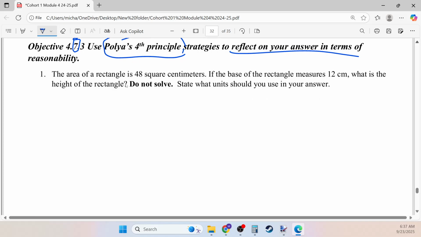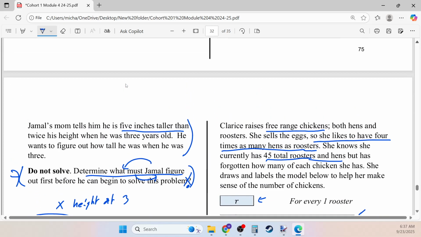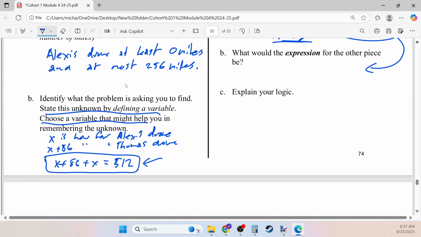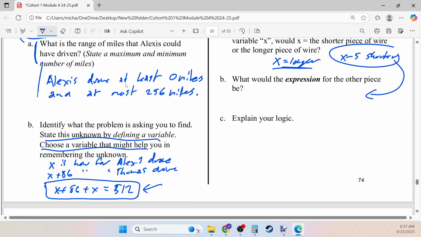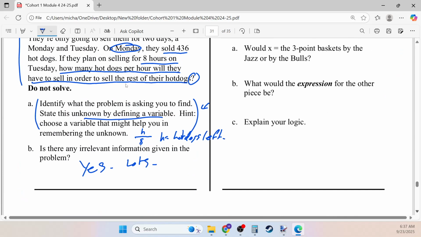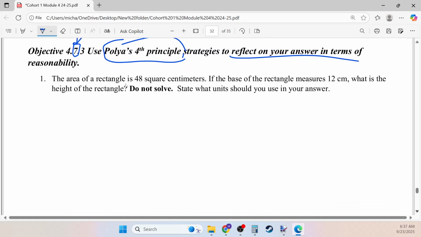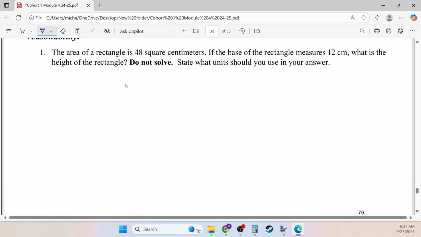This is what we were prepping for up here when we did these upper and lower bounds. So knowing that Alexis drove somewhere between 0 and 256 miles, once we do the calculation, we compare against any sorts of bounds that we estimated to see if we have a reasonable answer or if we need to retry.